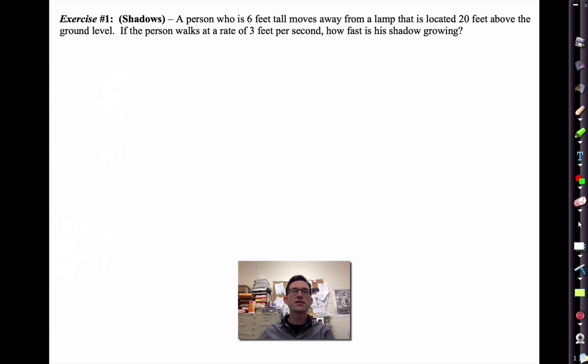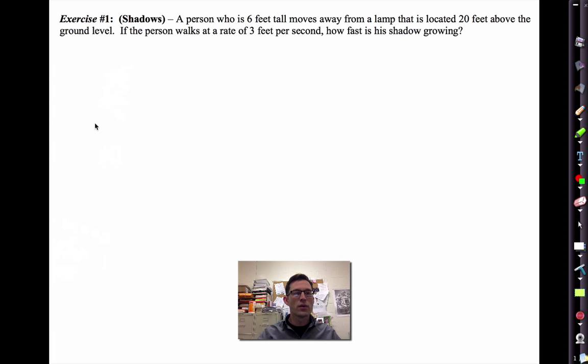We've got a person who's 6 feet tall and is moving away from a lamp that's located 20 feet above ground level. The person is walking at a rate of 3 feet per second. How fast is the shadow growing? All right, let's not worry about rates that we want, rates that we know, anything like that. Let's just get a feeling for this problem.